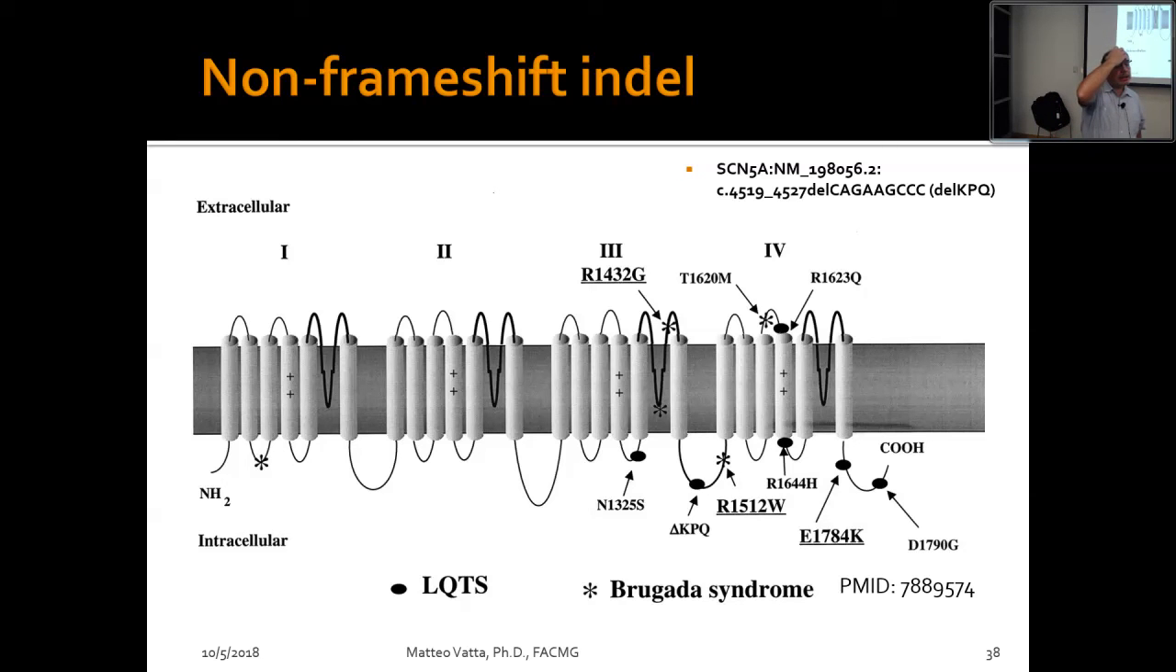Also, even though I said before that sometimes frame shifts are more severe than in-frame events, there are some in-frame events that can be extremely dramatic. One example is the delta KPQ in long QT syndrome. This is the depiction of a sodium channel. Those are 6 intra-membrane segments that are part of 4 transmembrane domains. And this variant has been very well characterized to be causative and pathogenic for long QT syndrome.